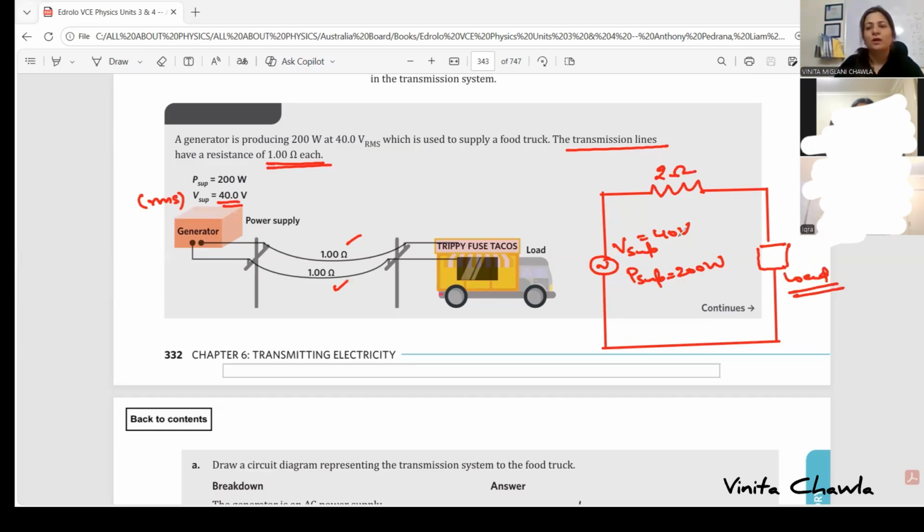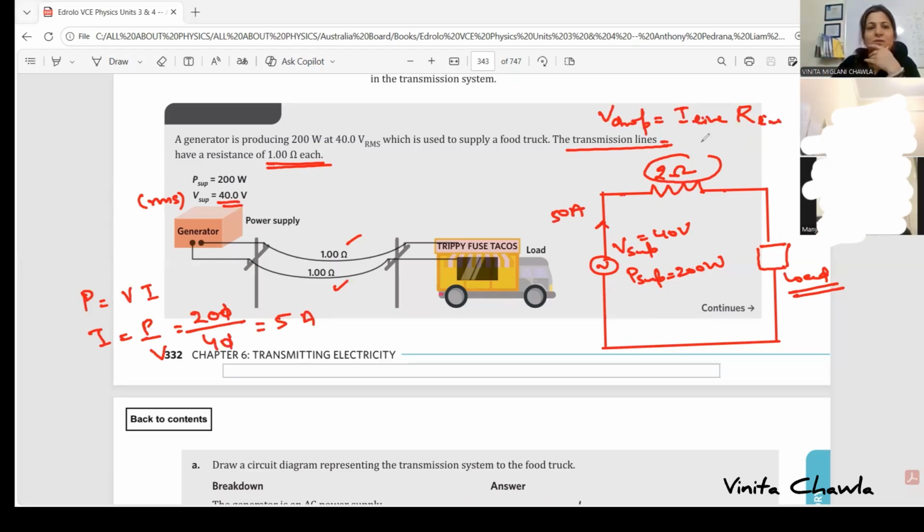So 200 watt and 40 volt is given. From these two, we can get the value of the current flowing in the transmission line, because P is equal to VI. This is the formula. From here, we can get the value of I as P upon V. What value are you getting? 200 divided by 40. It's 5 ampere. So 5 into 2, it's 10 volt. Okay, so 10 volt is the voltage drop.